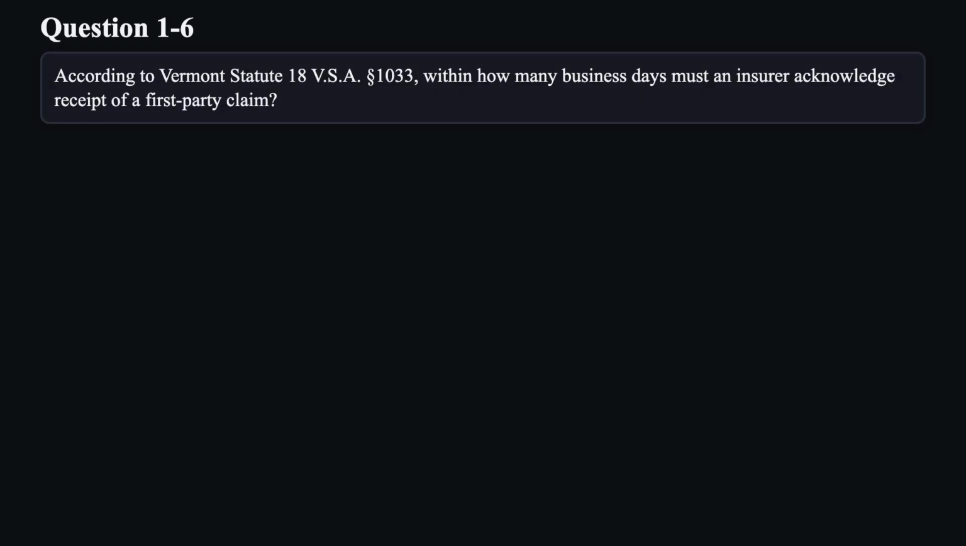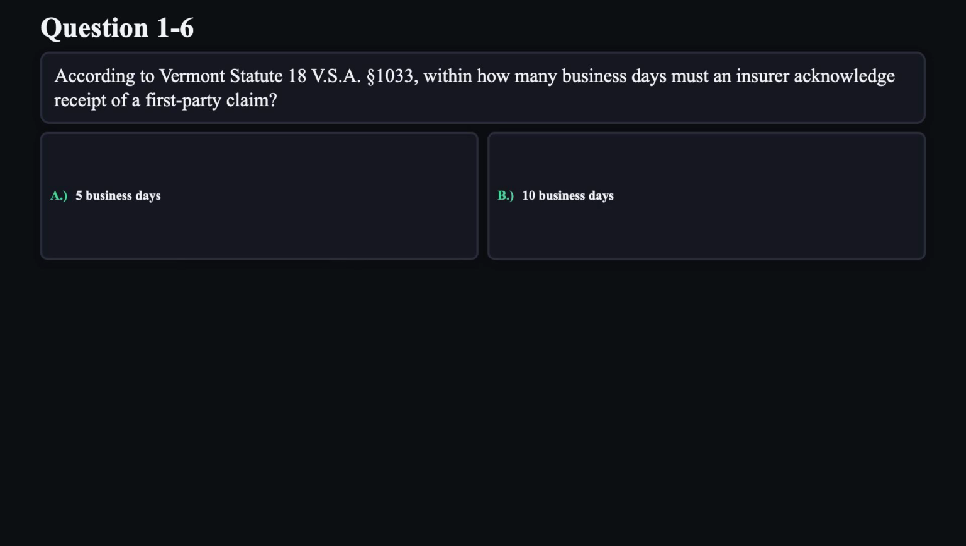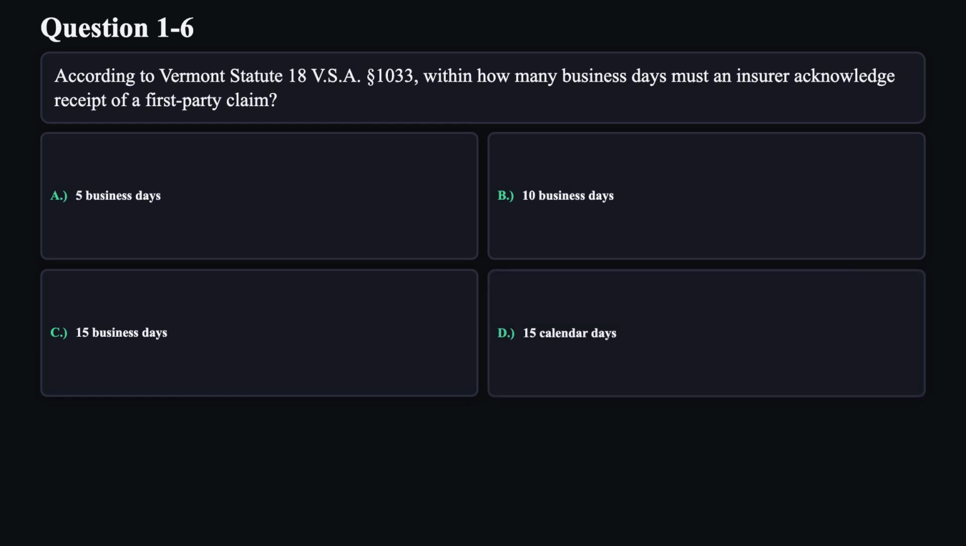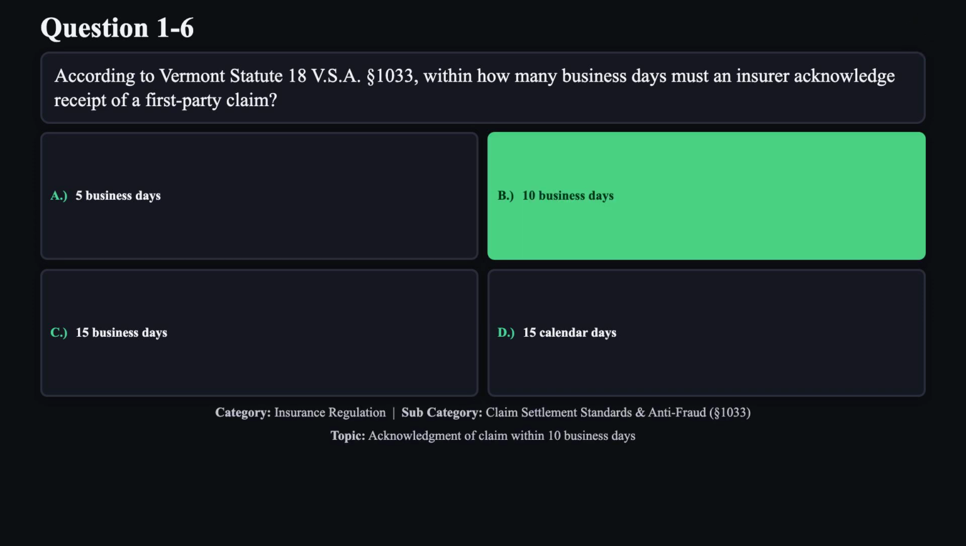Question 6. According to Vermont Statute 18 VSA Section 1033, within how many business days must an insurer acknowledge receipt of a first-party claim? A. 5 business days. B. 10 business days. C. 15 business days. D. 15 calendar days. The correct answer is B.